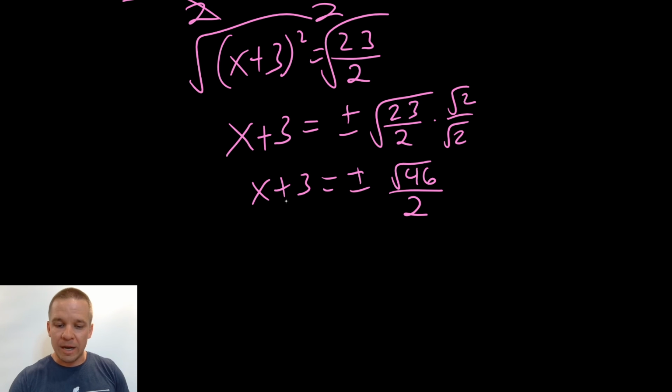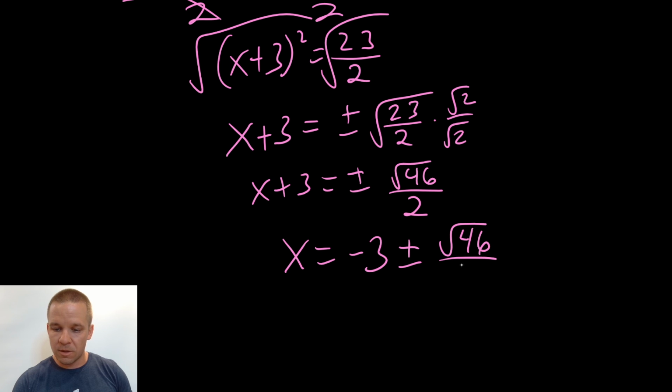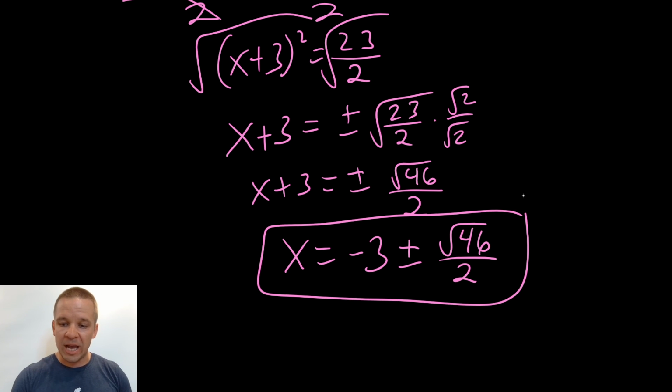Now I'm going to subtract 3, and I'm going to get x equals negative 3 plus or minus the square root of 46 divided by 2. Final answer. That's right, there are 2 answers there. It's plus or minus. It's quadratic, so it should have 2 answers.